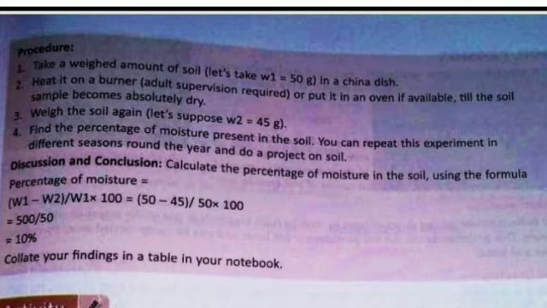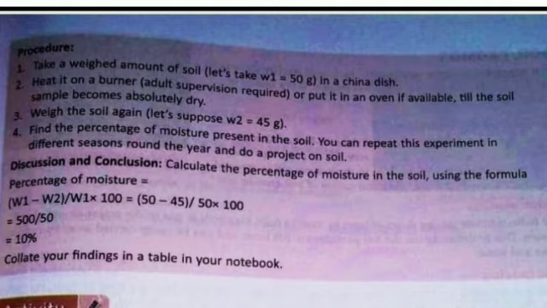Heat it on a burner. When we heat, what will happen? All the moisture present in the soil will evaporate. Or put it in an oven if available, till the soil sample becomes absolutely dry. Weigh the soil again. Suppose it is 45 grams, means 5 gram of water is evaporated. Find the percentage of moisture present in it. You can repeat this experiment in different seasons, in different soil around the year, and do a project on soil.